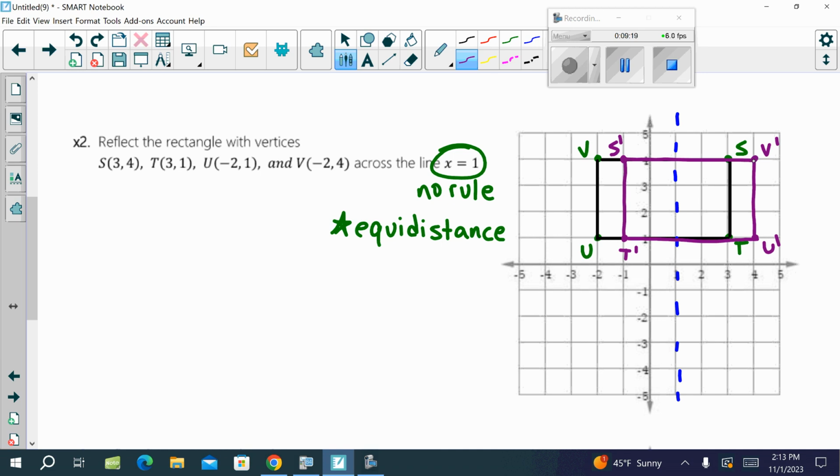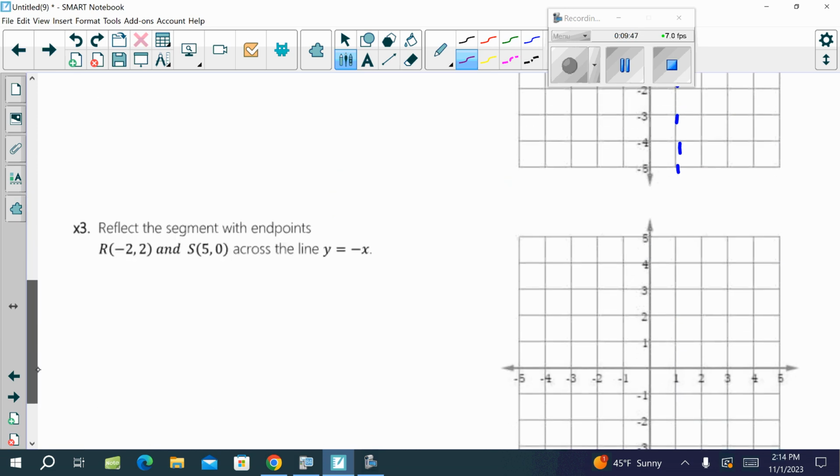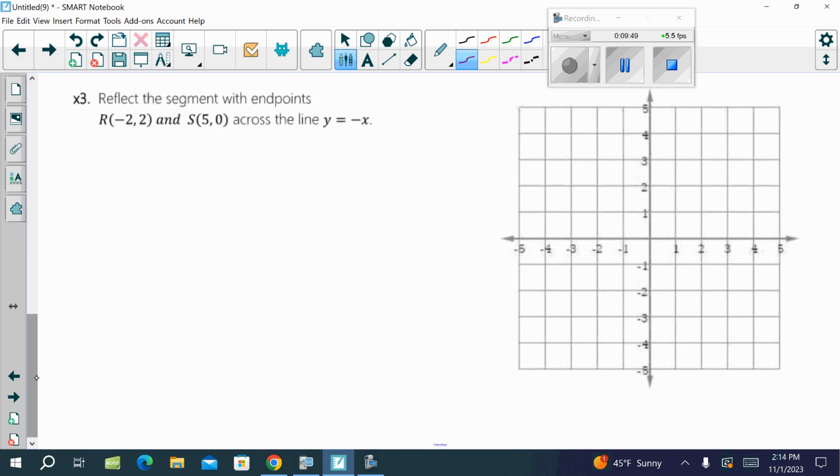So the purple is your image. Do you have any questions so far? All right. Can I move on to number 3? I'm going to take that as a yes. All right, number 3 says reflect the segment.